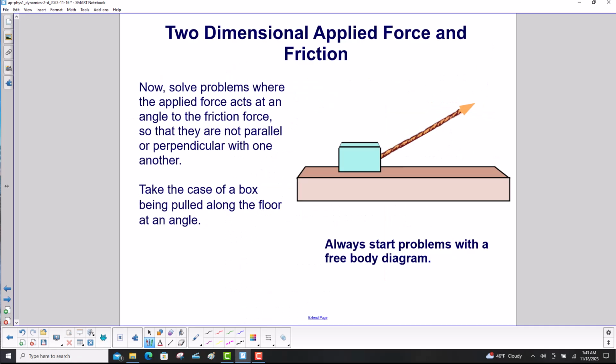Now we'll start solving problems where the applied force acts at an angle to the friction force. Okay, this would be our friction force, and here's our applied force. They are not parallel or perpendicular to one another. We'll take the case of a box being pulled along the floor at an angle. And here in bold print, always start problems with the free body diagram.